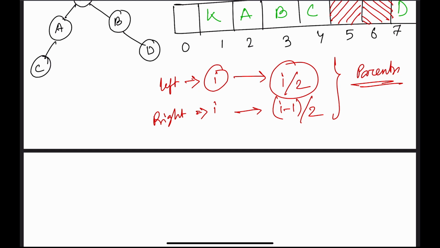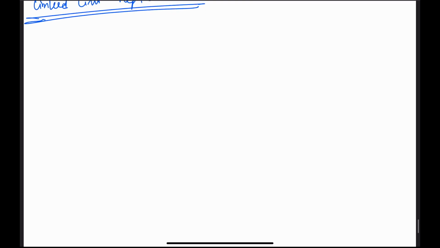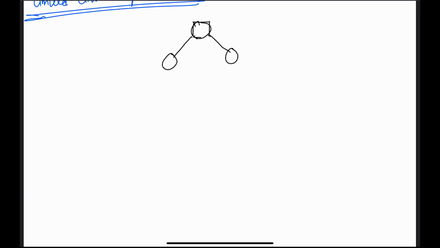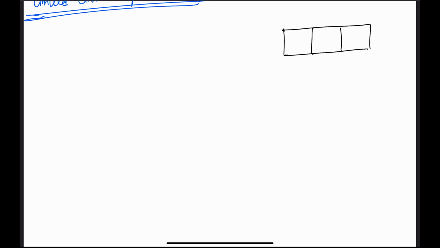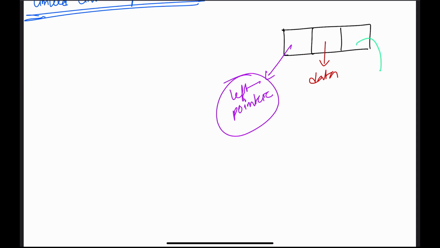Now let's talk about the linked list representation, how it is going to happen. For that, we need to declare the nodes. We need a section for data, another section for a pointer which will point to the left node, and another section which will be pointing to the right node. So the ideal node would be like this, correct? This will be the data part. This is going to be the left pointer, which would be pointing to the left child, and this is going to be the right pointer, pointing to the right child.